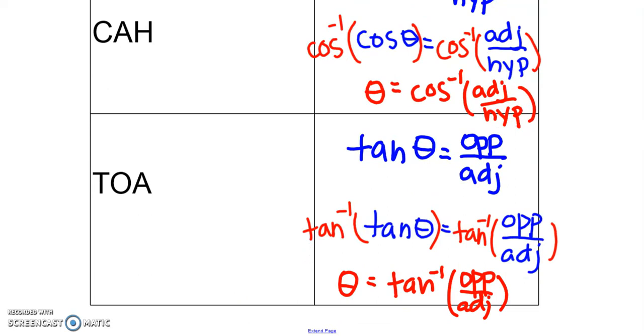I'm going to show you how this is going to work in an example, but just make sure that you have these parts written down in your foldable, and then we can move on.